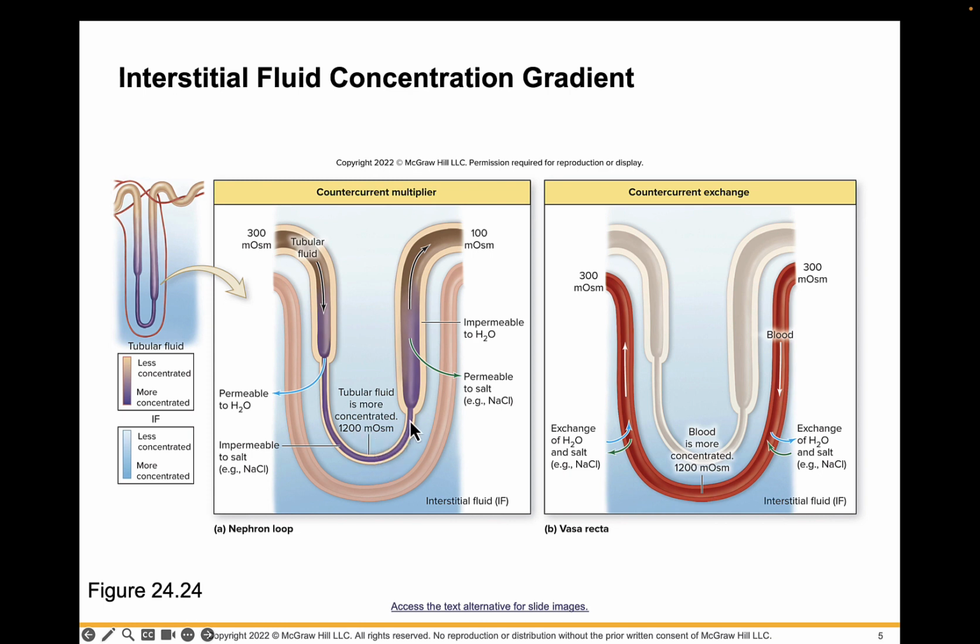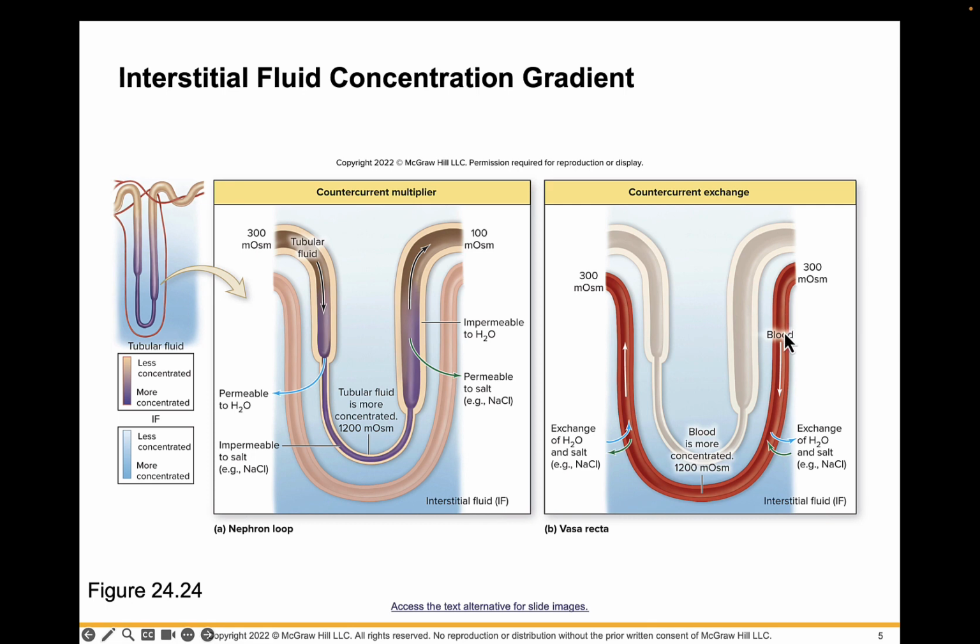Then the tubular fluid is moving back up, and in the thick ascending limb, it is permeable to salt, but not permeable to water. Remember, salt will be pumped out of the thick ascending limb of the nephron loop. And we can see that this is how we are establishing the gradient. Now, let's take a look at the countercurrent exchange, and this is going to consist of the vasa recta, and the exchange is between the vasa recta and the interstitial fluid. At no point is there going to be an exchange between the nephron loop and the vasa recta. That's an important thing to keep in mind.